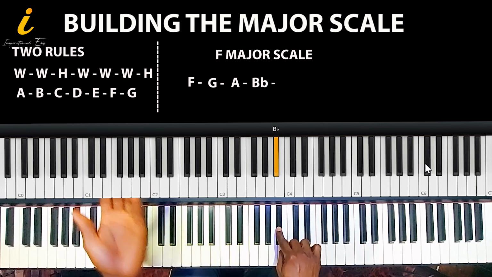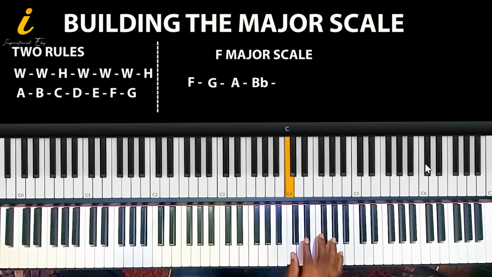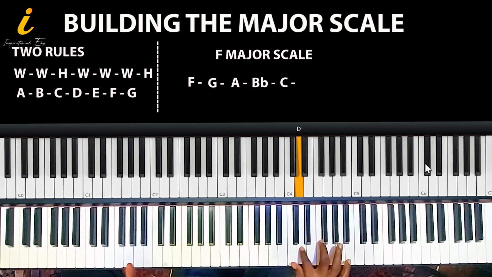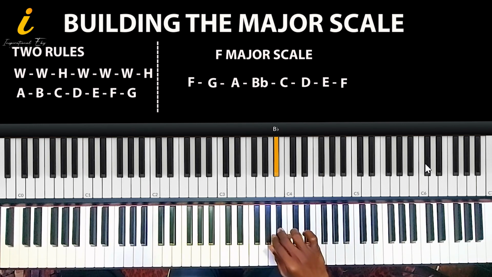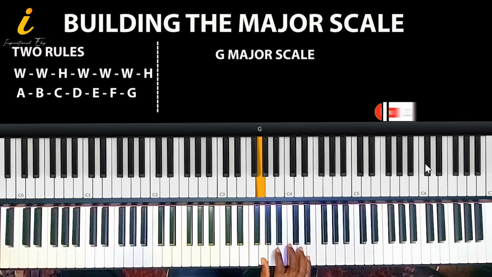We move on. The next interval is a whole step, and after B is C. The next interval, a whole step, and after C is D. The next interval, a whole step, and after D is E. The next interval, a half step, and after E is F. So the F major scale, F, G, A, B flat, C, D, E, F. You now know why this is called B flat, right? That's correct. Let's see another major scale, the G major scale, right?